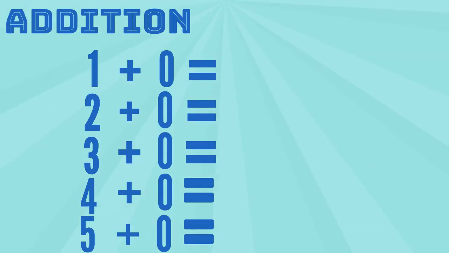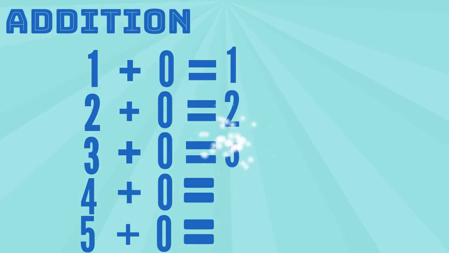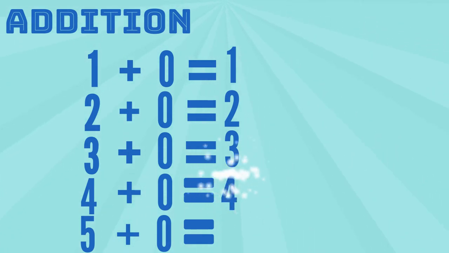1 plus 0 equals 1. 2 plus 0 equals 2. 3 plus 0 equals 3. 4 plus 0 equals 4. And 5 plus 0 equals 5.